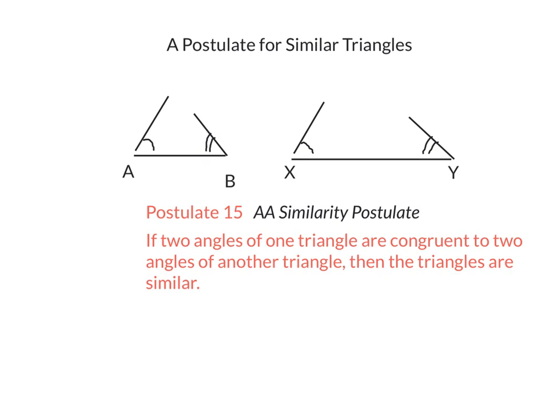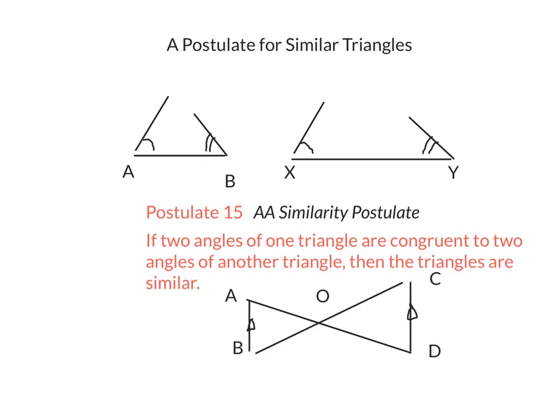So formalized, this gives us a postulate, postulate 15, the angle-angle similarity postulate, which states if two angles of one triangle are congruent to two angles of another triangle, then the triangles are similar. Now, remember, this is a postulate, so we can accept it as true. We showed that it's true by talking about the construction. We do not have to prove it. And so we can simply state that this is a true statement. So anytime you have two angles of one triangle congruent to two angles of another triangle, the two triangles are indeed similar.